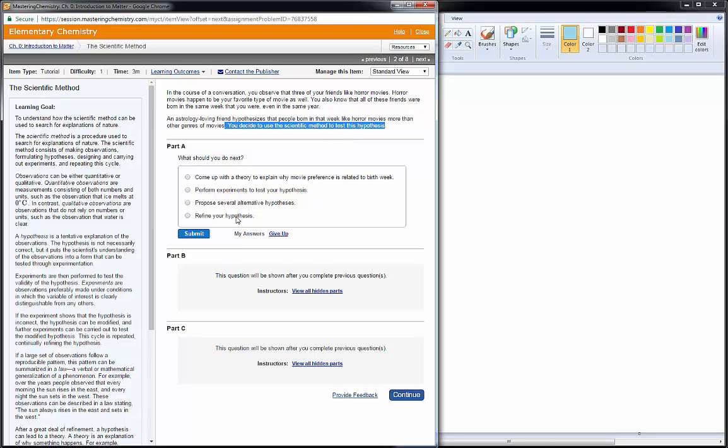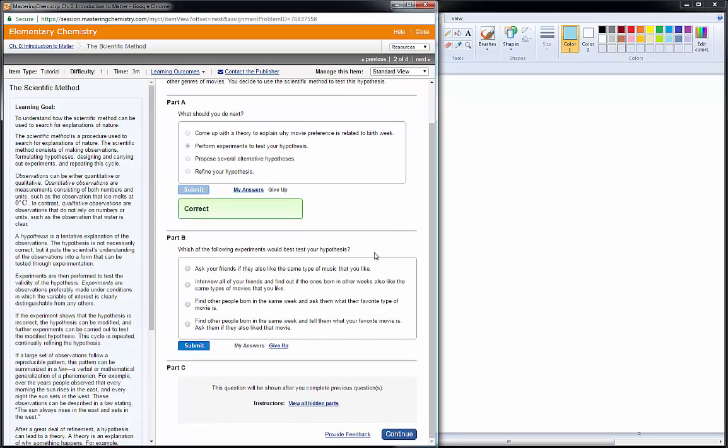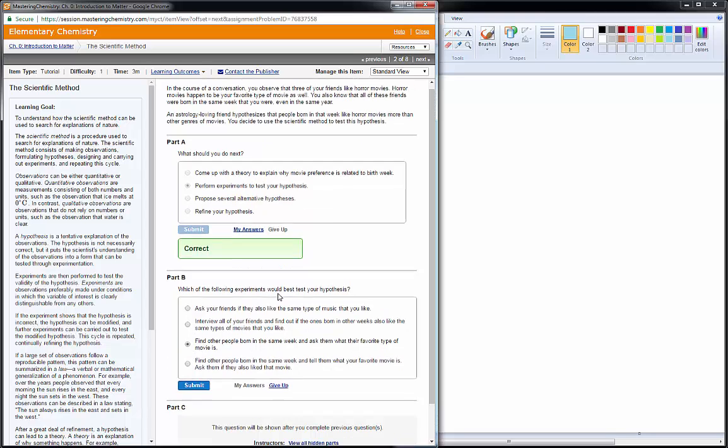You can't refine it because you don't have additional data from an experiment. That's what you're going to do at the end. You can perform experiments. That's what you're going to do to use the scientific method to test it. And which of these experiments would best test the hypothesis? If you ask about music, then that's not really related to the movies. The best one here is going to be find other people born in the same week and ask them what their favorite type of movie is.